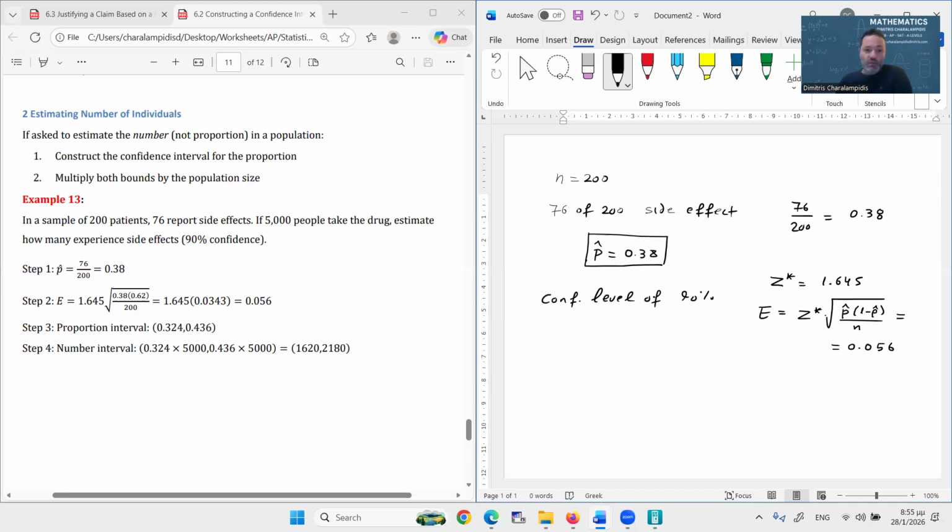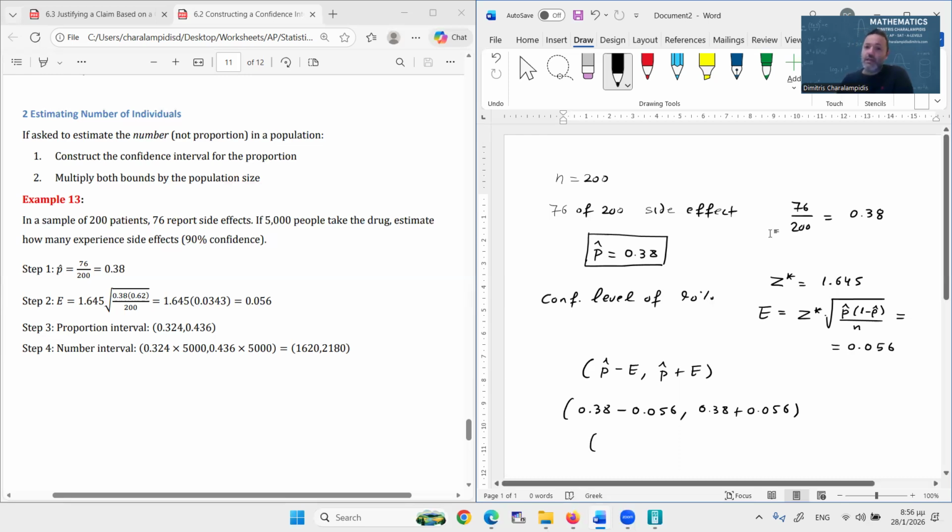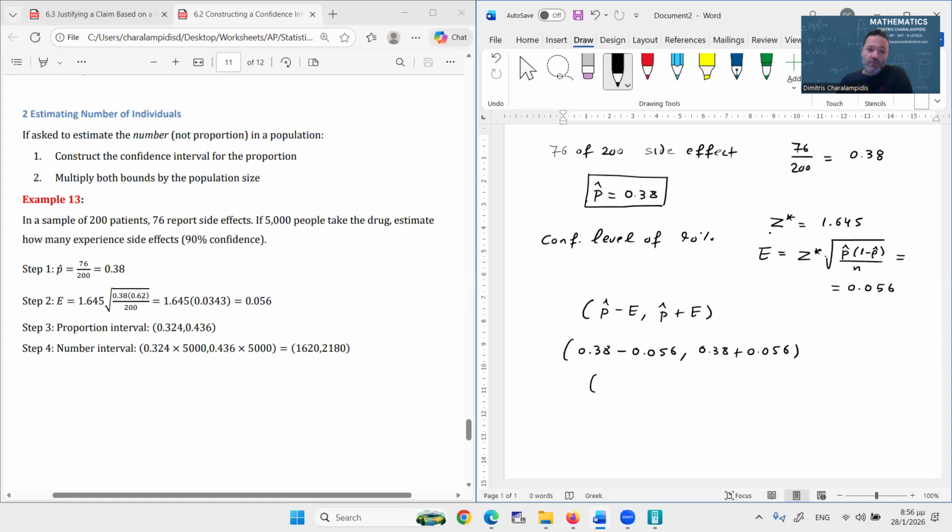However, based on all this, I was able to find the confidence interval, which is, as always, of the form p hat minus e, p hat plus e. So in this case, it was 0.38 minus 0.056 up to 0.38 plus 0.056, which, after doing the operations, led me to the interval of 0.324 up to 0.436. Once again, what does this confidence interval mean?